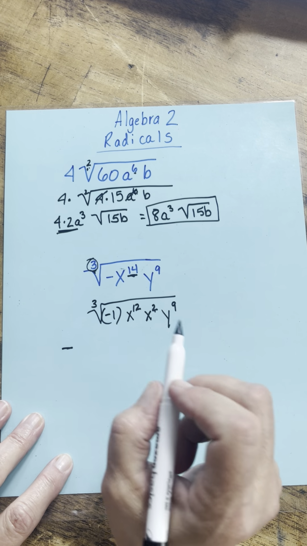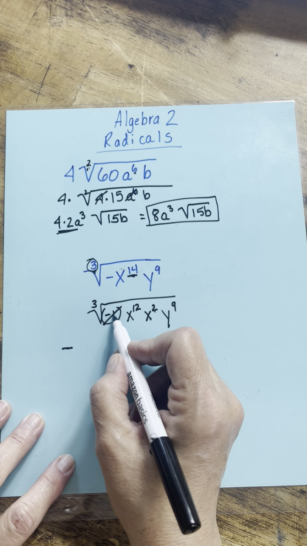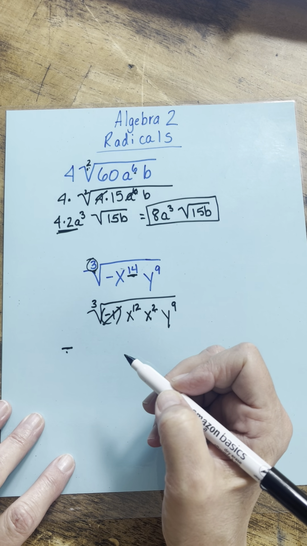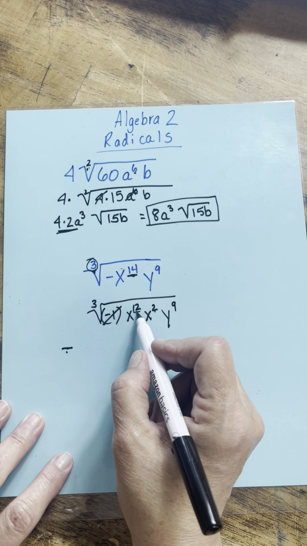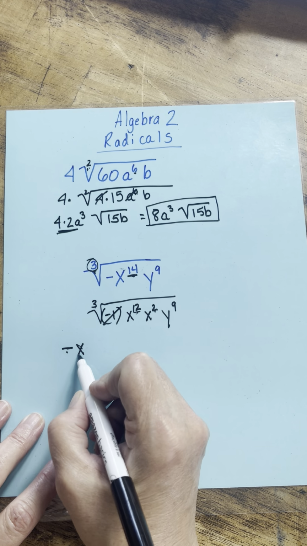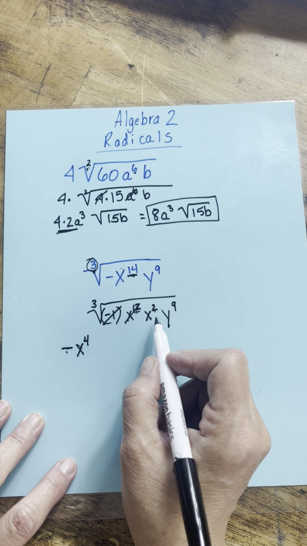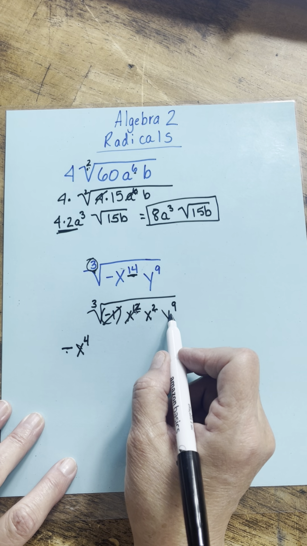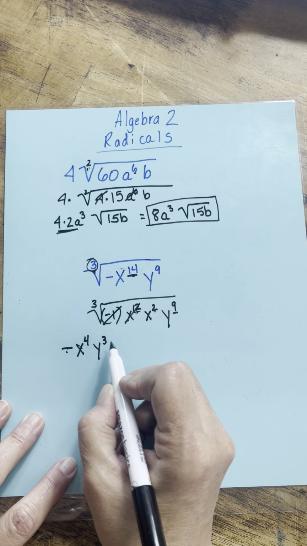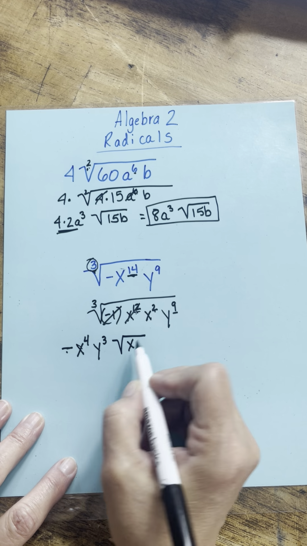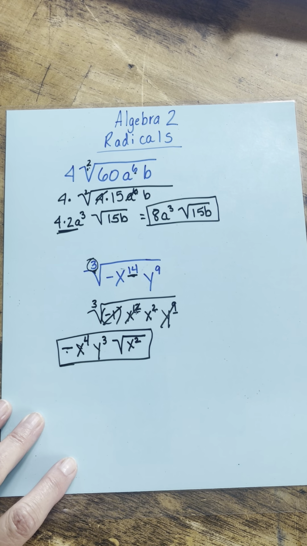Why? Because 9 is a multiple of 3. Okay, let's pull out what we can. We already pulled out the -1 when we put the negative here. All right, the cube root of x to the 12th, you're still dividing this exponent by 3. So that's going to be x to the 4th. All right, now x to the 2nd, I can't do anything with yet. y to the 9th, I'm going to divide 9 by 3 and get y to the 3rd. And that x squared is just going to have to stay under there. So that's your final answer.